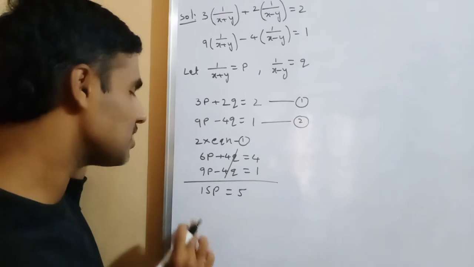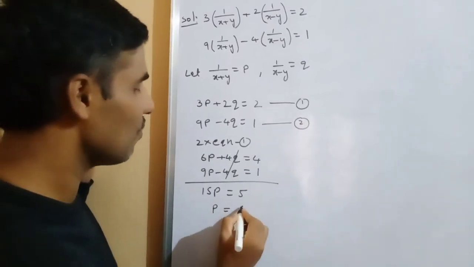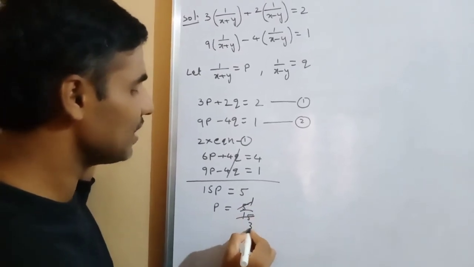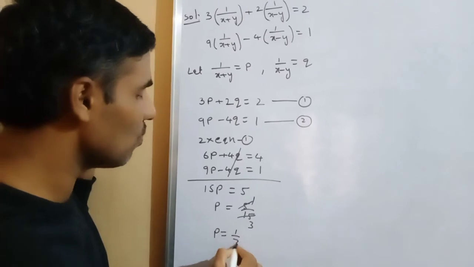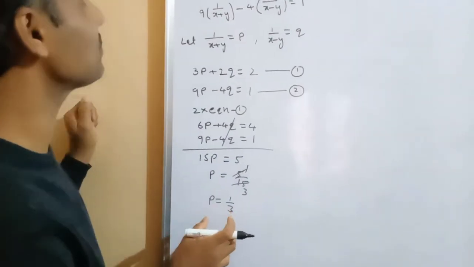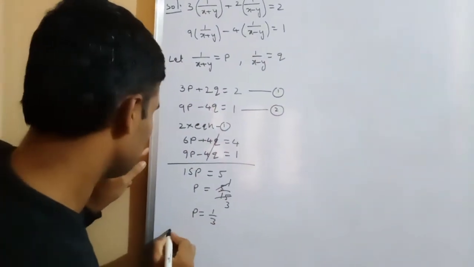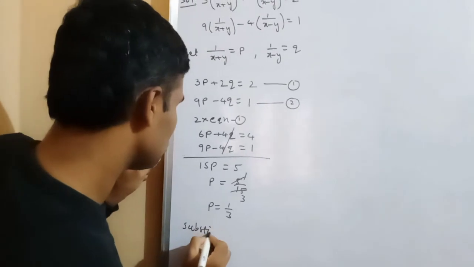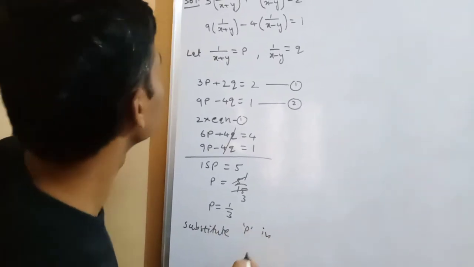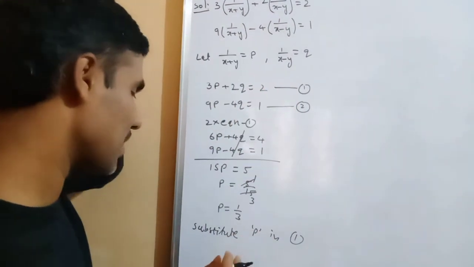Now the multiplication transported to that side becomes division: 5 by 15. 5 ones are 5, 5 threes are 15. Now you got p equal to 1 by 3. Substitute in any one equation, your wish, you will get the same answer.